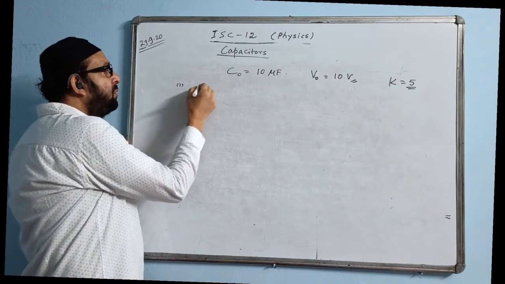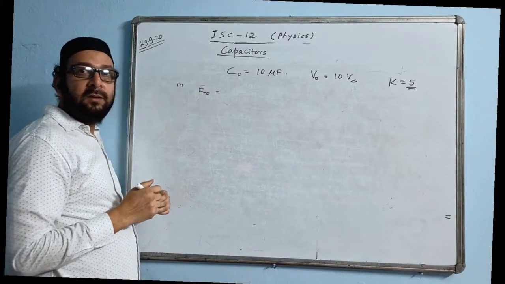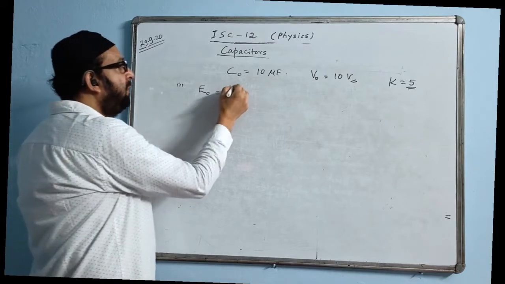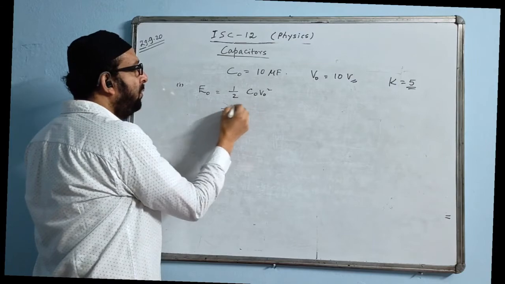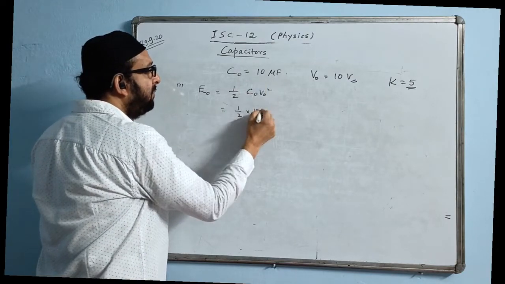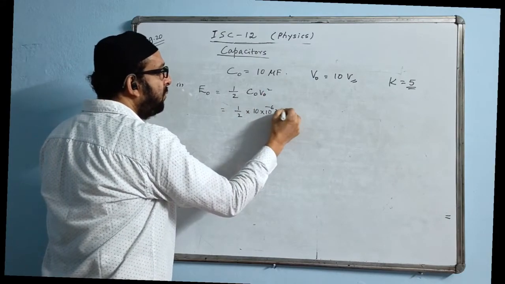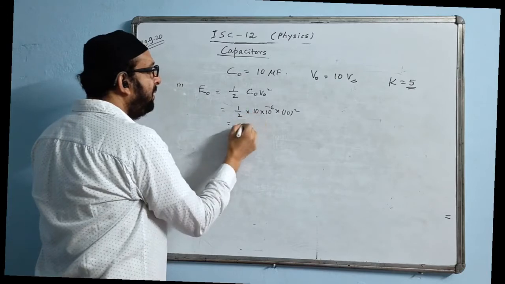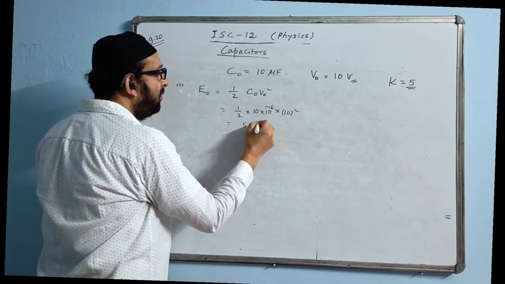The first part of the question says find the energy stored at E naught, meaning when there was air or free space. E naught value we will find, and the formula we have is half CV squared, half C naught V naught squared. C naught value is 10 microfarad, which we must change to 10 to the minus 6, and V naught value is 10 squared.